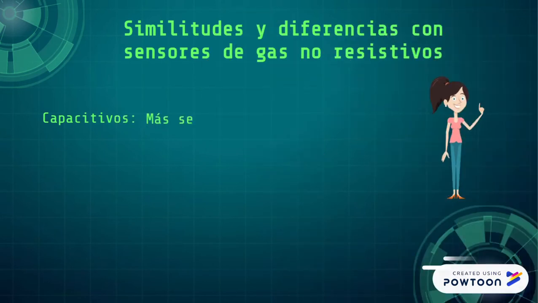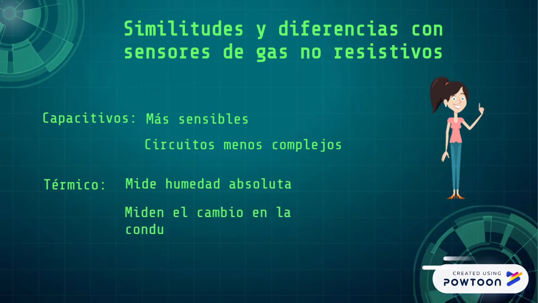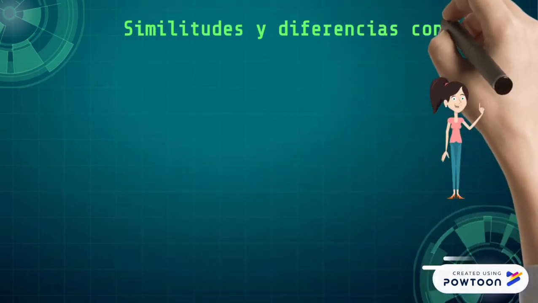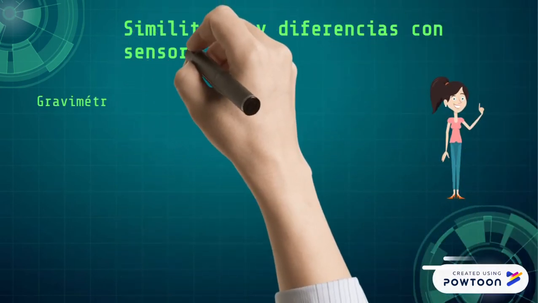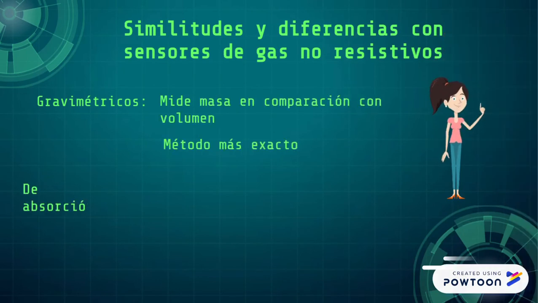Capacitive. They are more sensitive than resistive sensors, so they require less complex circuits than those of resistive sensors. Thermal. These sensors measure absolute humidity instead of relative humidity, so they measure the change in the conductivity of the air due to humidity. Gravimetric. They measure the mass of an air sample compared to an equal volume of dry air. It is a more accurate method to determine the moisture content.